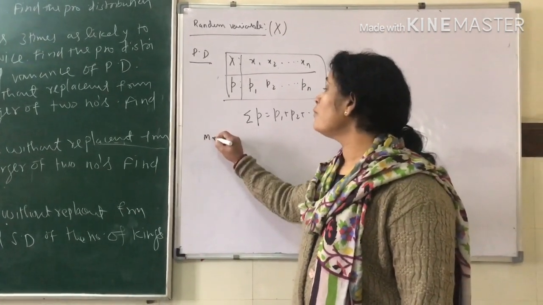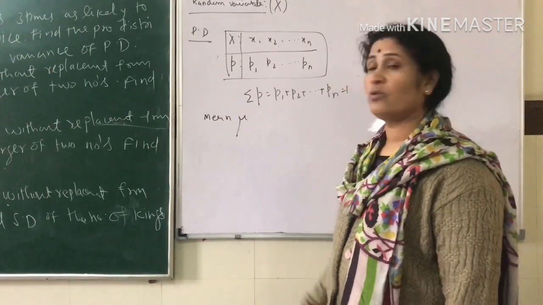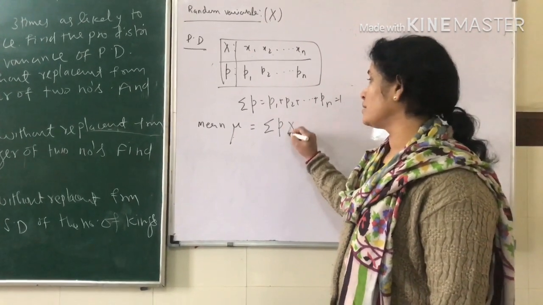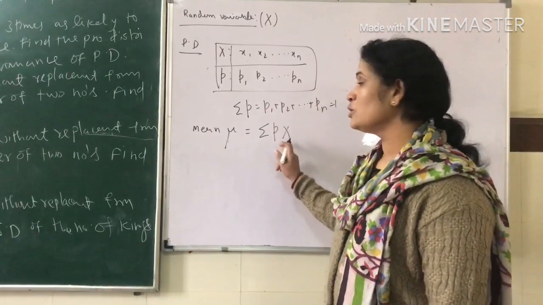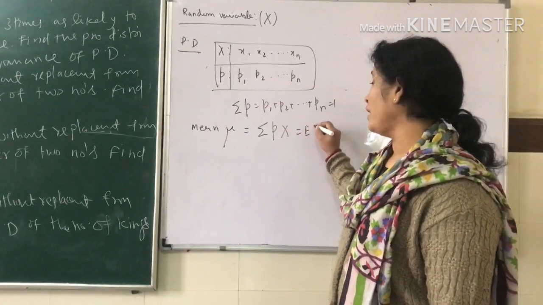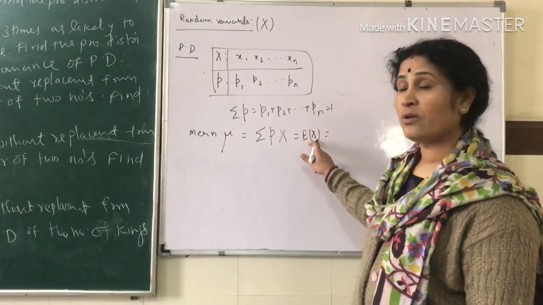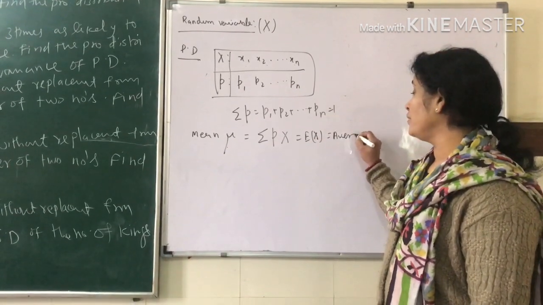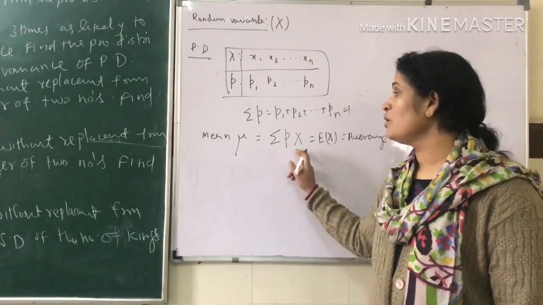Now what is the mean of a probability distribution? Mean is denoted by mu, and that is equal to summation P into X. We have P, we have X, multiply them and add, and you will get the mean. Mean we can write as expectation of X, that is E(X). Expectation of X is called the mean, otherwise we say average. These are all one formula, summation PX.